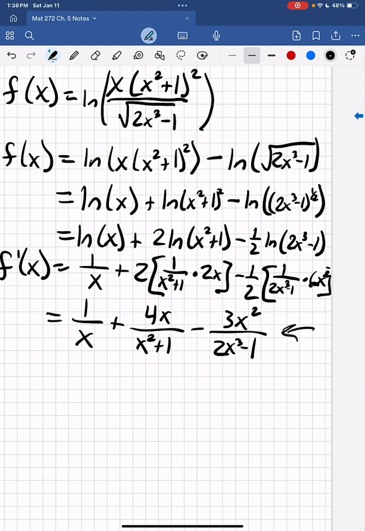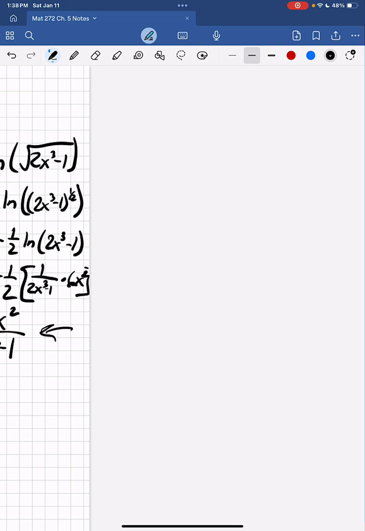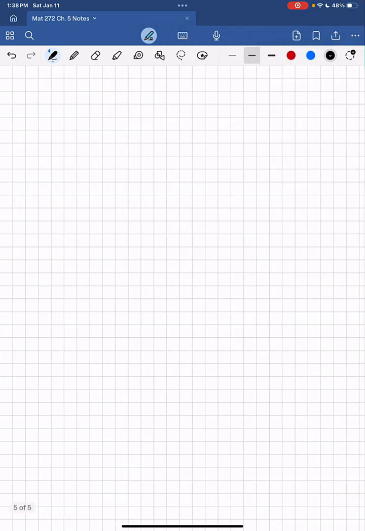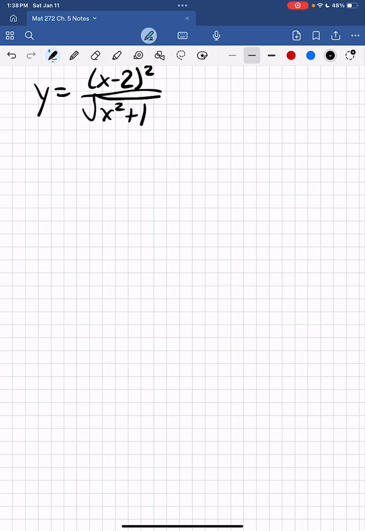So let's look at another example where a natural log helps us simplify it and make it a little easier to deal with, and then we can take a derivative. So let's say that we have y is equal to x minus 2 squared over x squared plus 1.